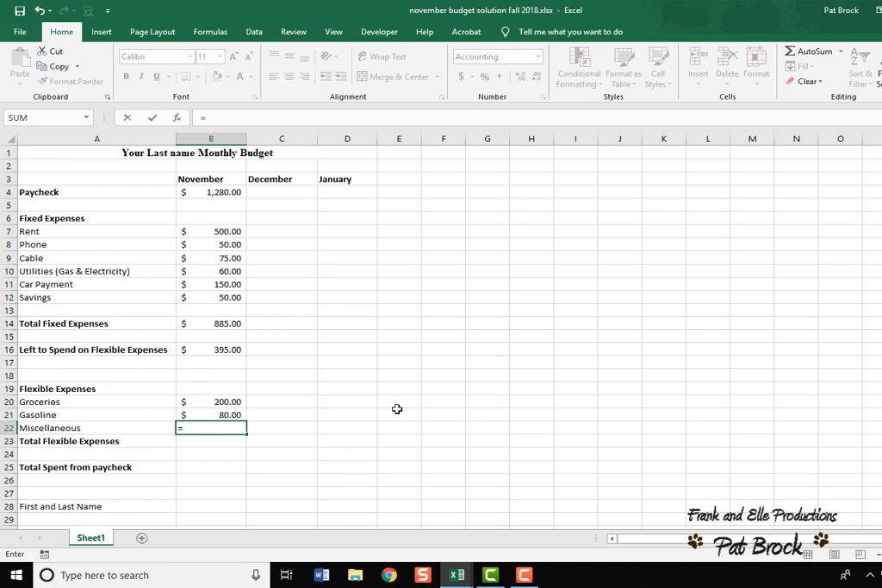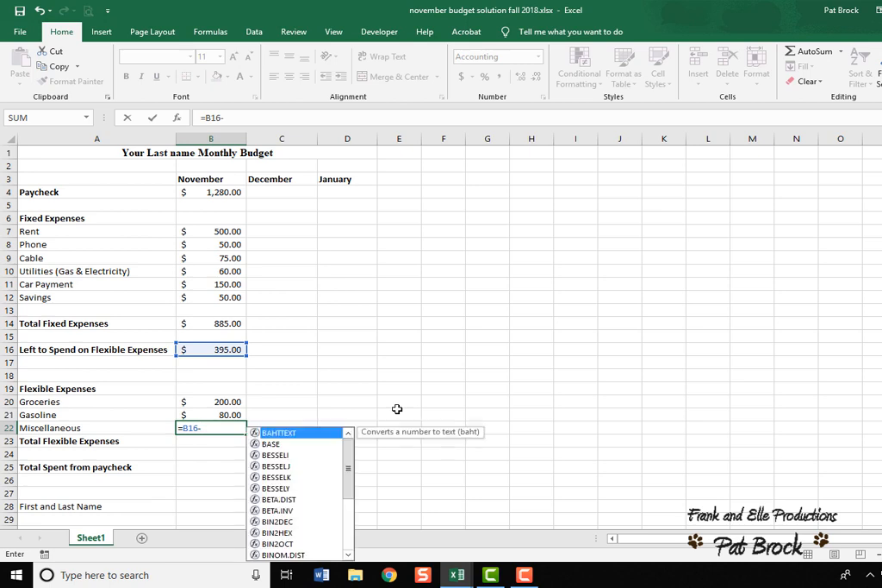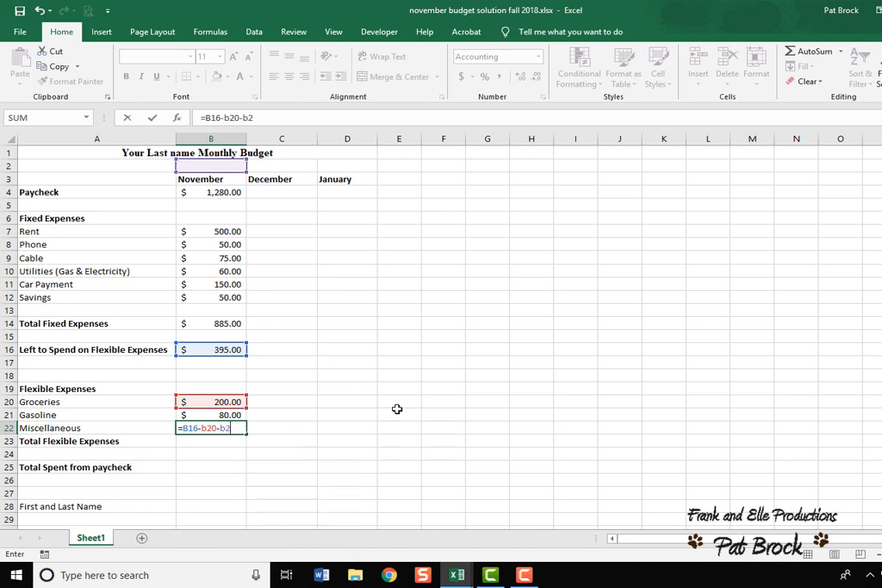So it's equal B16, because I'm going to take $395 and subtract the groceries, B20, because I've spent $200 on groceries, minus, I'm going to subtract the gasoline, B21, because I've already spent $80. There's the formula for $115. I said equal B16 minus B20 minus B21, $115.